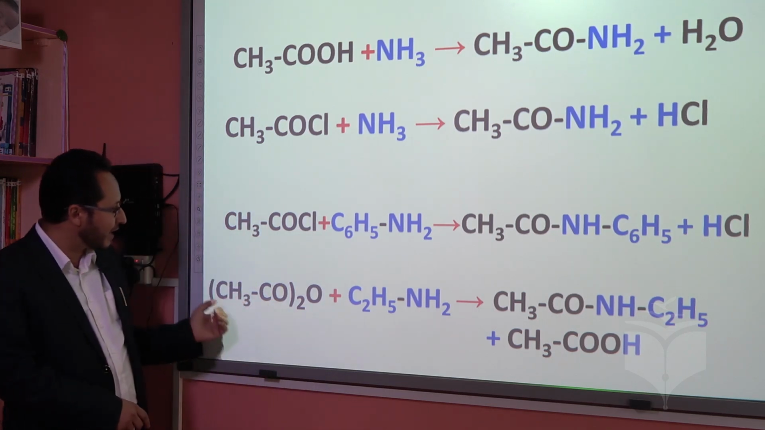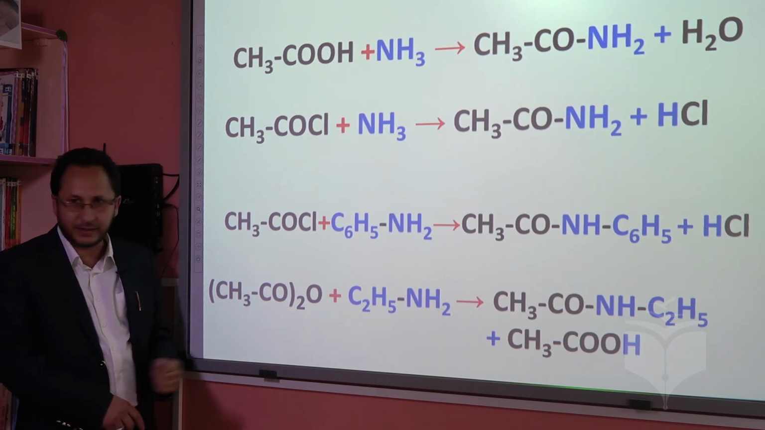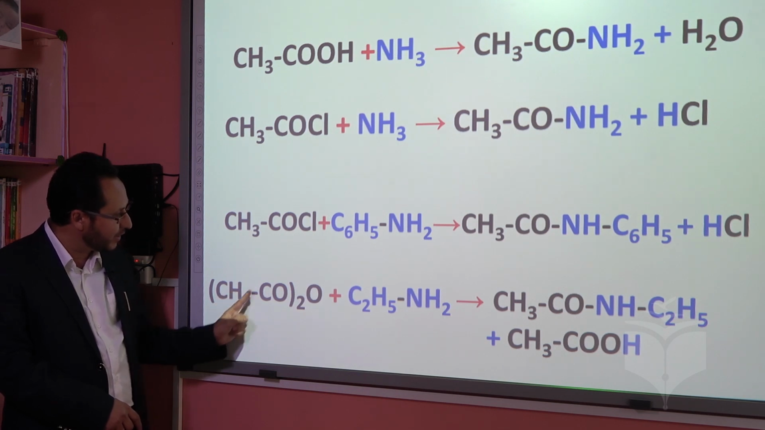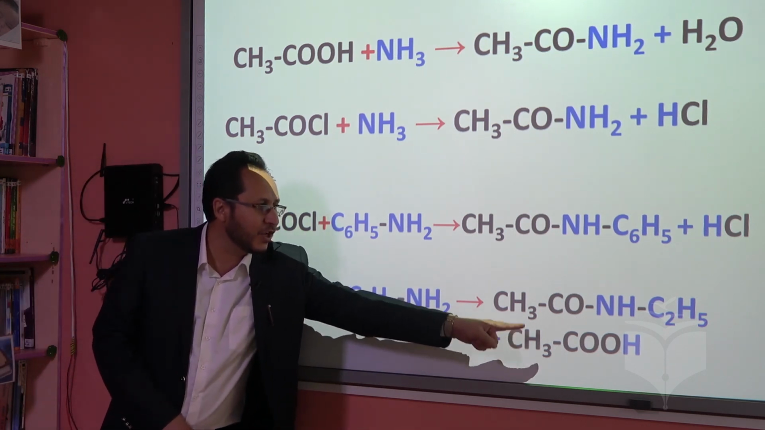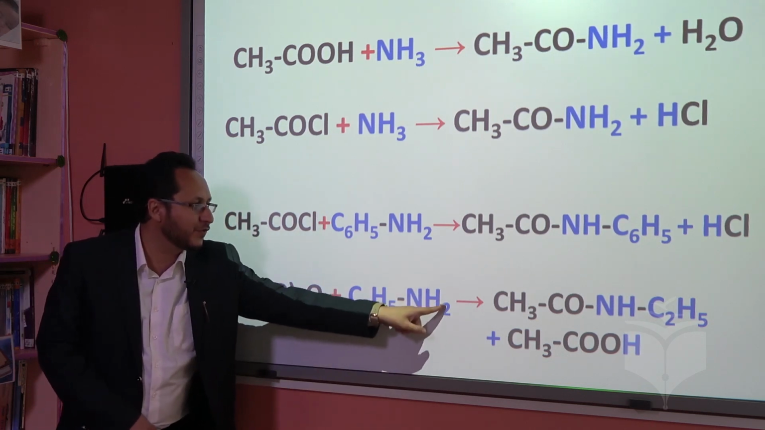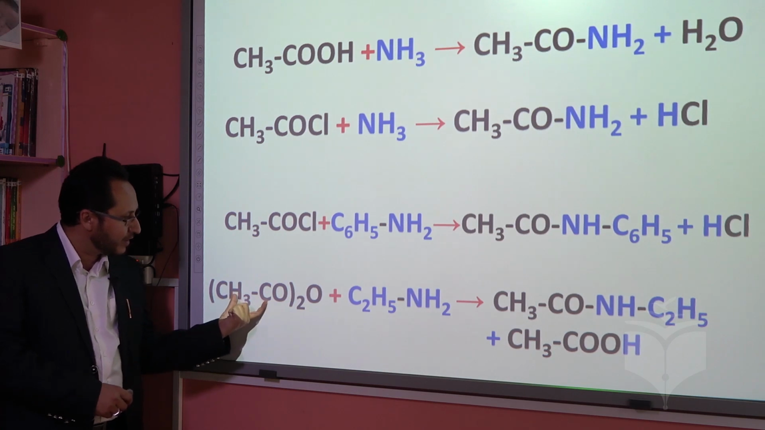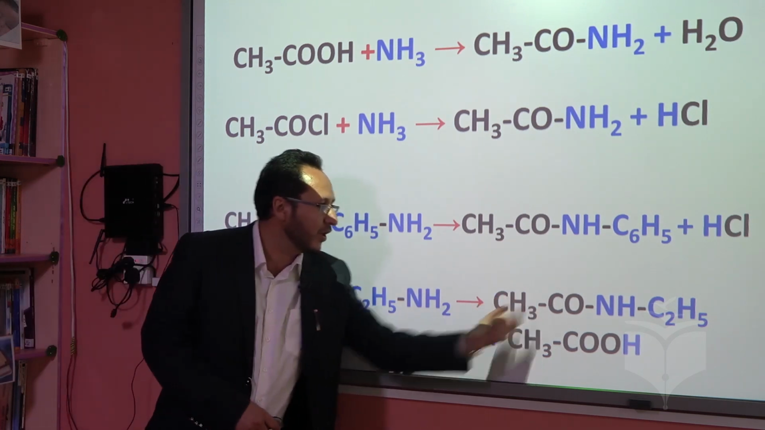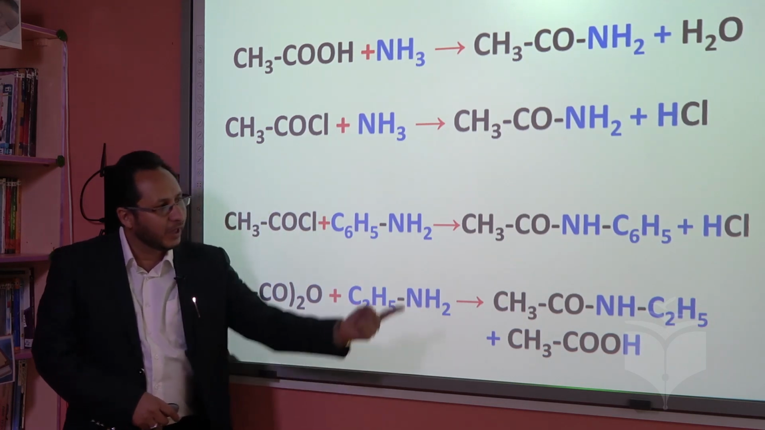Here we have another example with acetic anhydride. With acetic anhydride, you have to take this one, CH3COO with hydrogen atom. So CH3COOH. The H is from here, from the end. Then join the rest. The rest from the compound, here we have CH3CO, and the rest from this compound is NHC2H5.